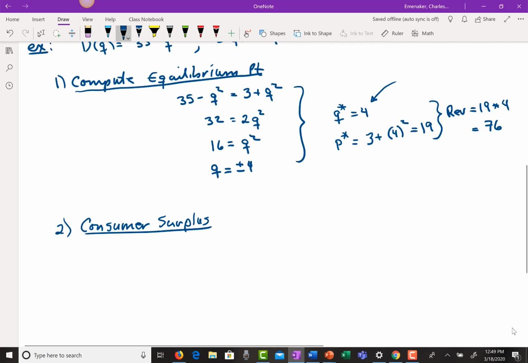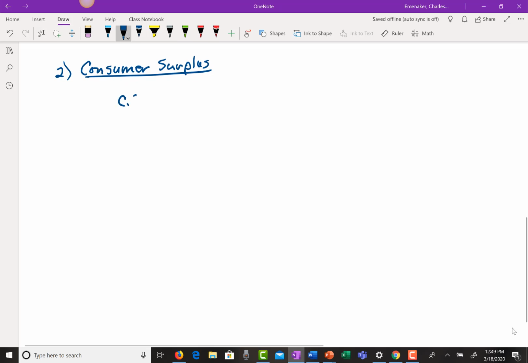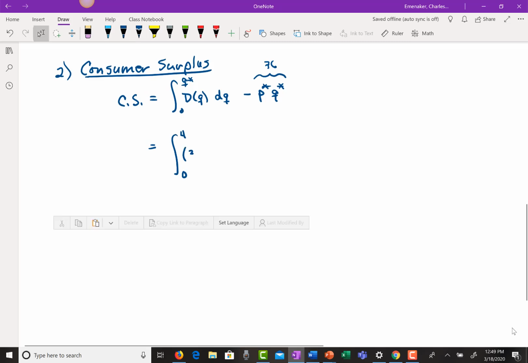Recall that the equation for consumer surplus is going to be this integral from 0 to Q star of whatever our demand function is, integrated with respect to Q, minus P star Q star. But we know that this P star Q star has a value of 76. So what this works out to be is the integral from 0 to 4. We know Q star because we figured it out earlier. Our demand function is going to be 35 minus q squared dq, minus 76.